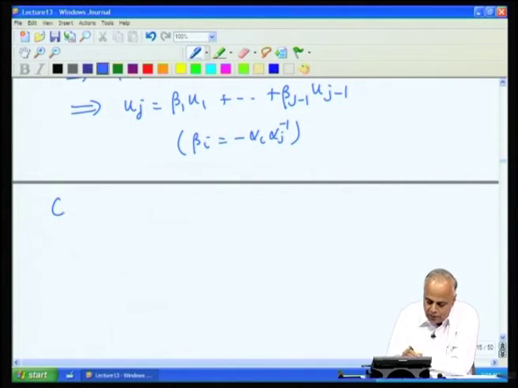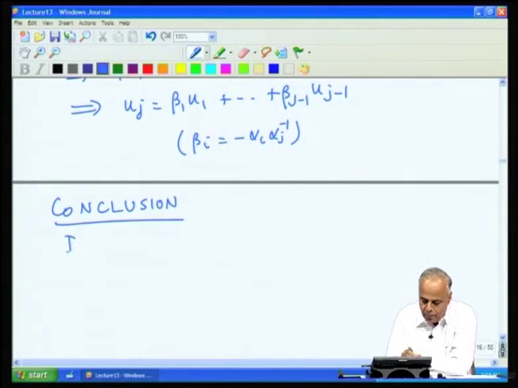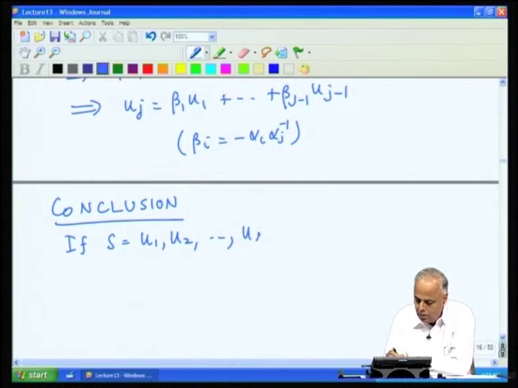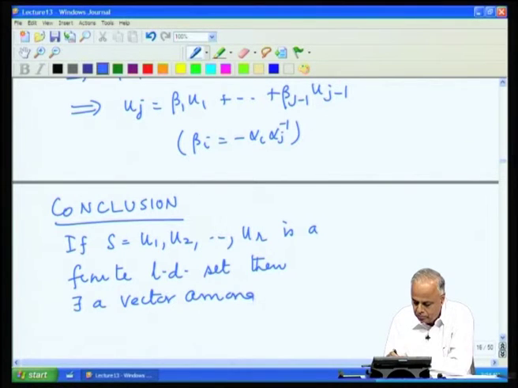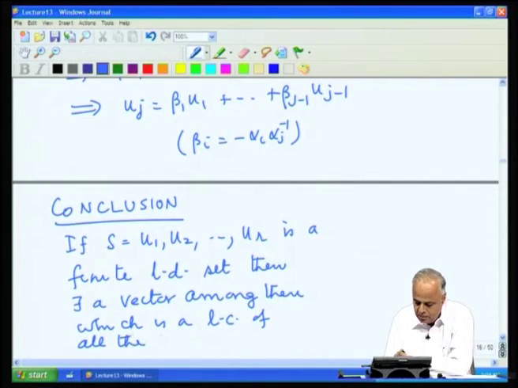So, what is the conclusion? The conclusion is that if S equal to {u1, u2, ..., ur} is a finite linearly dependent set, then there exists a vector among these which is a linear combination of all the preceding vectors.